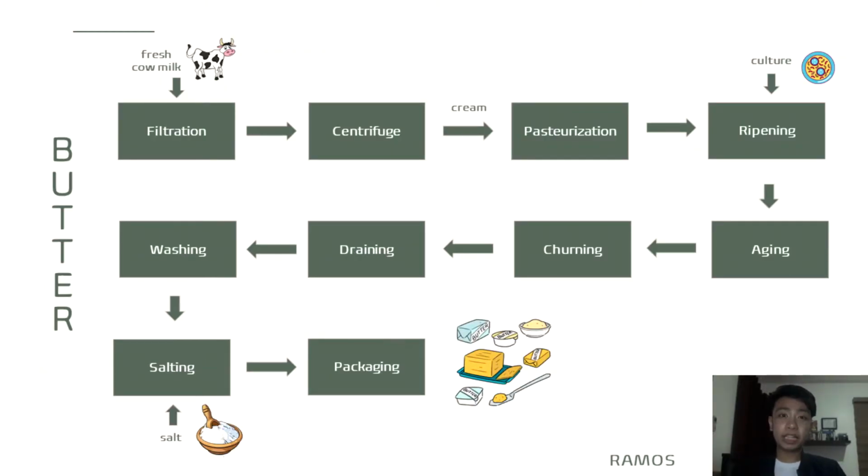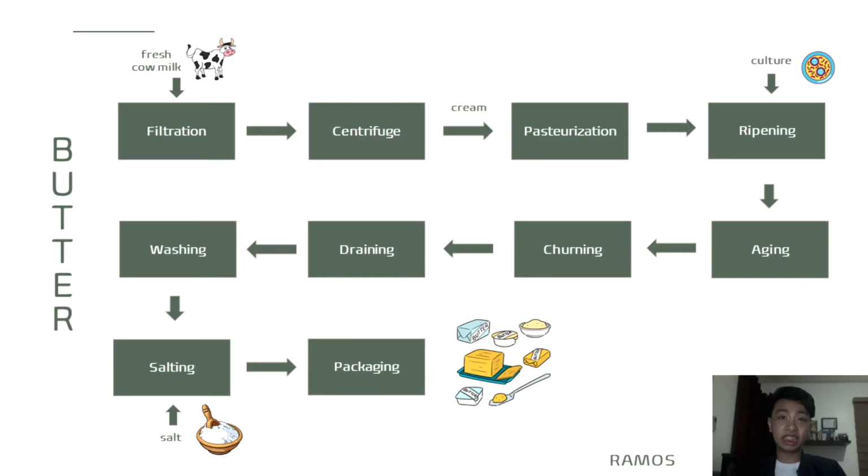The first step in butter production is to filter fresh cow milk to remove impurities. Then, it is passed into a centrifuge so that the cream can be separated from the milk. Then, the cream is pasteurized at 95 degrees Celsius for about 30 minutes to destroy bacteria. The next step is ripening, in which bacterial food cultures are added to ferment the cream. However, this step is not necessary as it is more common in European butters.